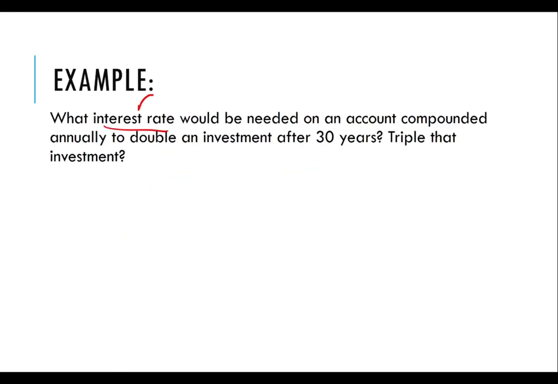So what interest rate would be needed on an account compounded annually to double an investment after 30 years? And then we want to know triple that investment. Okay, so what in the world does that mean? Well, first off, our formula is going to be A is equal to P times 1 plus r over n raised to the n times t. Now the fact that they say double the investment after 30 years, well, that means that my amount could really be what? That really could be 2 times the principal. Alright, so let's deal with it like that.